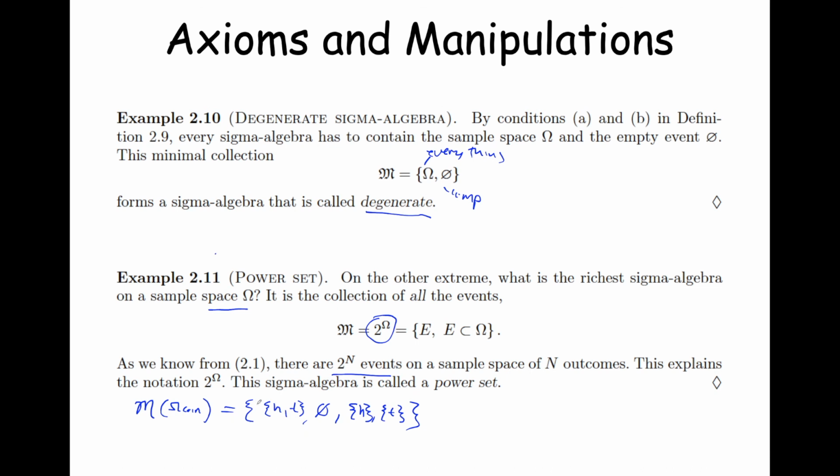So all possible outcomes you can have for a single coin flip, here's our coin, is you can have either a heads or tails. You can have nothing happen. You can have a heads. You can have a tails. And that's the richest form of our sigma algebra, most descriptive.